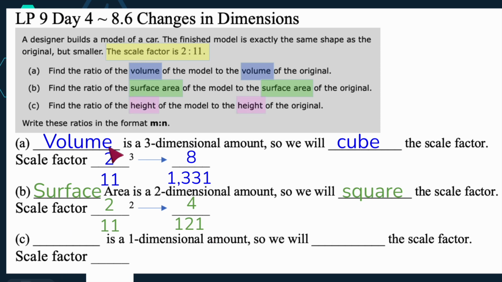And now we're going to take into account the heights. Now remember, that's just a regular old length. There's nothing super special about the heights. We don't have to square or cube it. We just have to take the original scale factor, because height is a one-dimensional amount. It's just how long is it? So we will keep the scale factor as it is, which is 2 over 11.